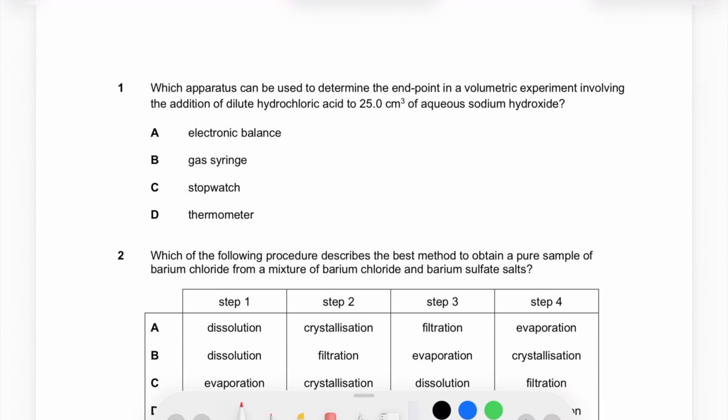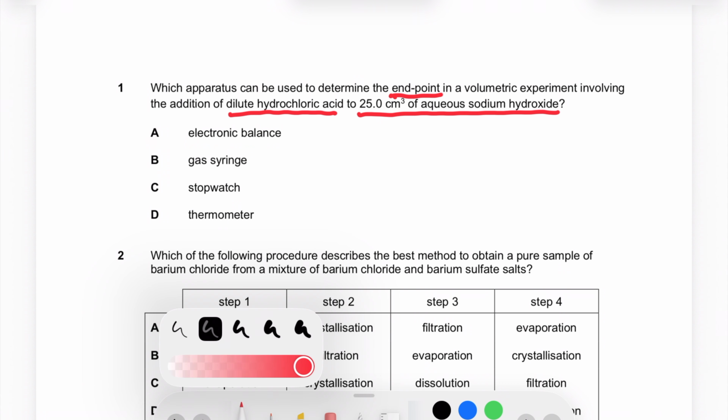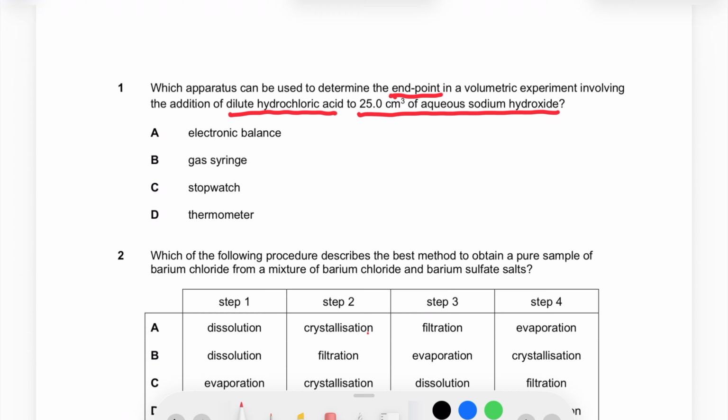Question 1. Which operators can be used to determine the endpoint of a titration involving acid, HCl, and 25 cm³ of sodium hydroxide? Okay, so you're trying to determine the endpoint. So this is a neutralization. You do not need an electronic balance because there's no mass to measure. You are trying to measure the endpoint, the volume.